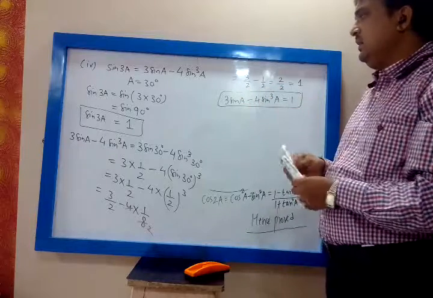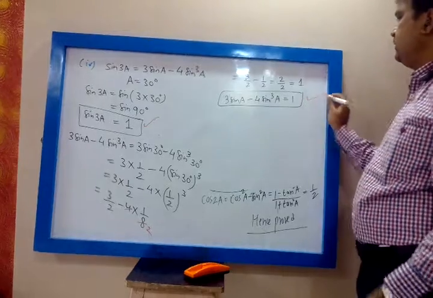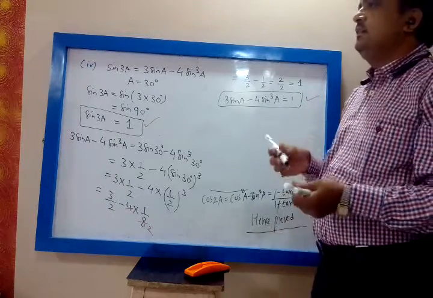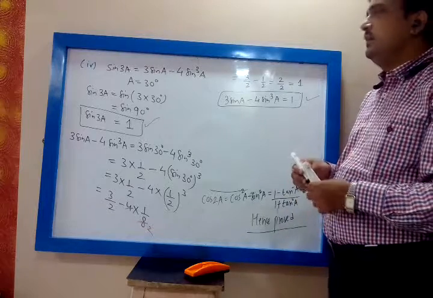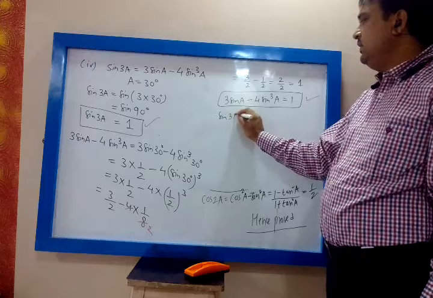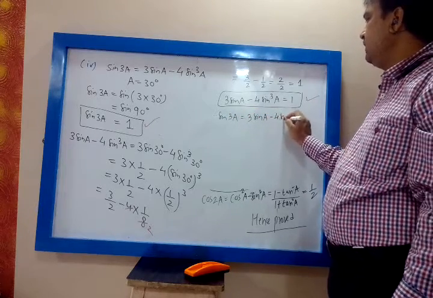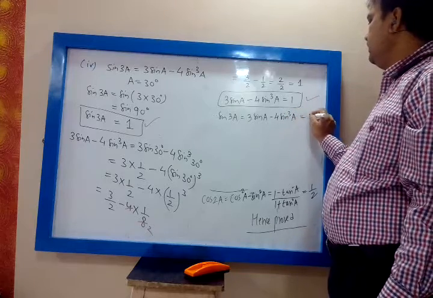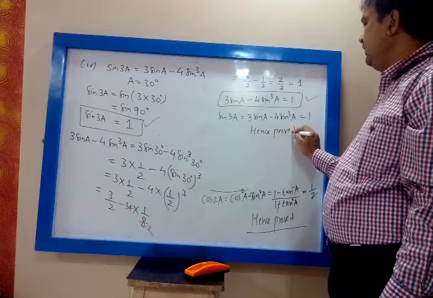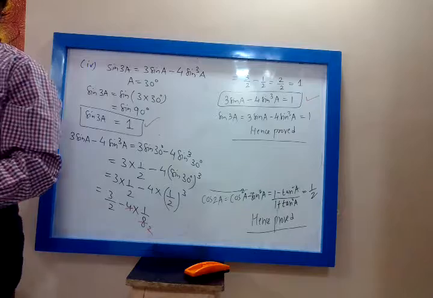So from these two you can clearly see that sin 3A value is 1, and 3 sin A minus 4 sin cube A is also 1. You can write LHS, RHS if there are 2 terms. If there are 3 terms, then we do not write. So therefore sin 3A is equal to 3 sin A minus 4 sin cube A, which is equal to 1. Hence proved. Both are having the same value 1, and therefore it is proved.